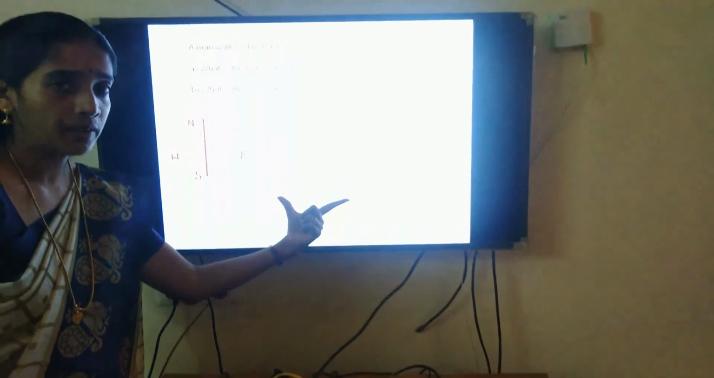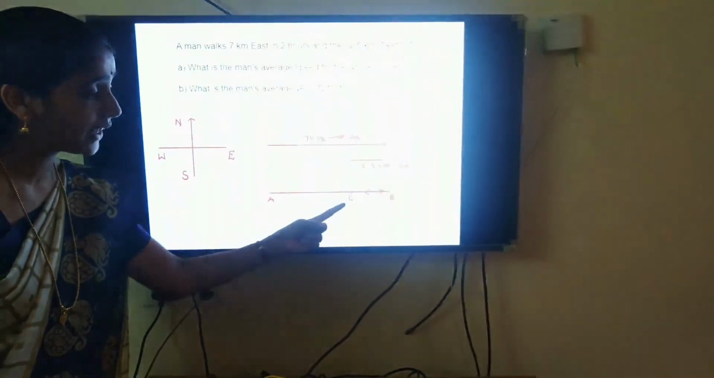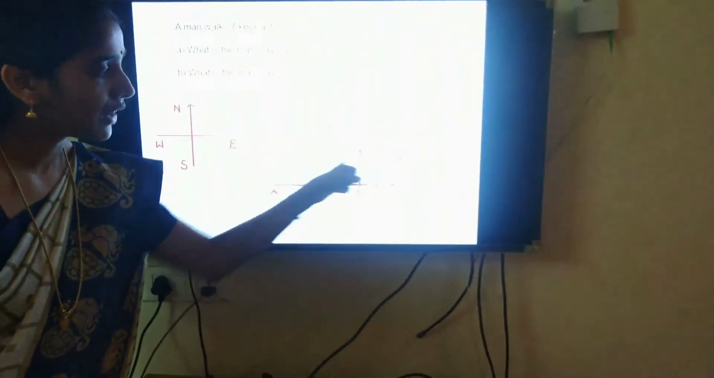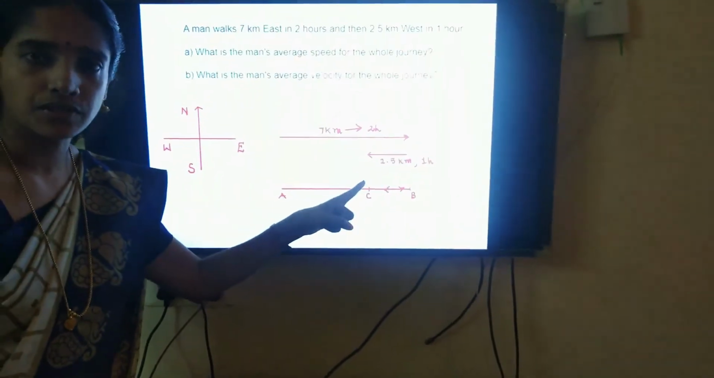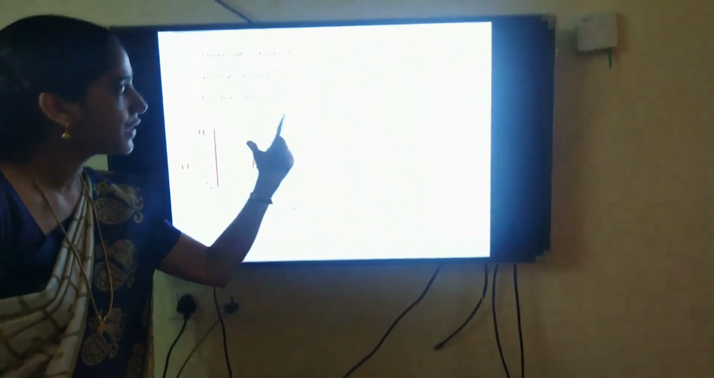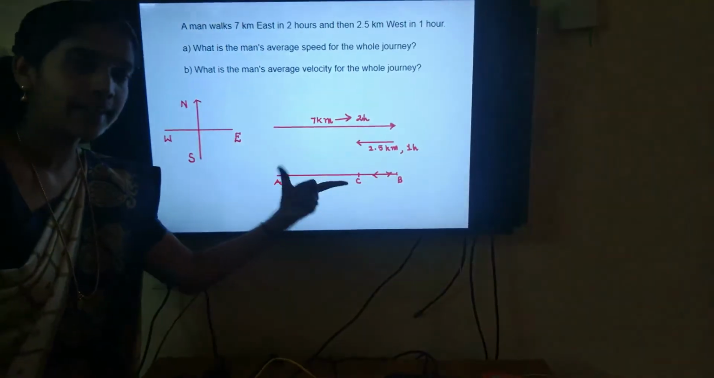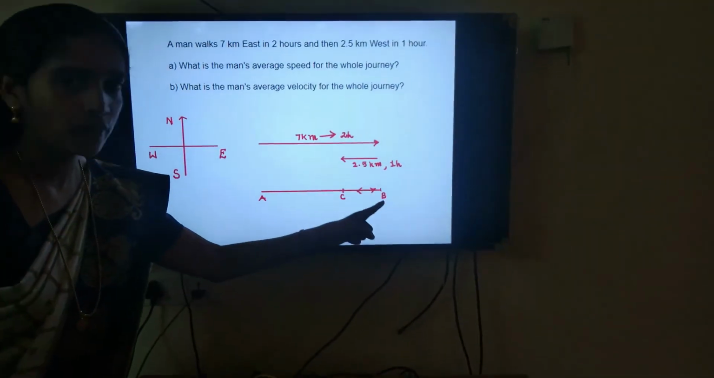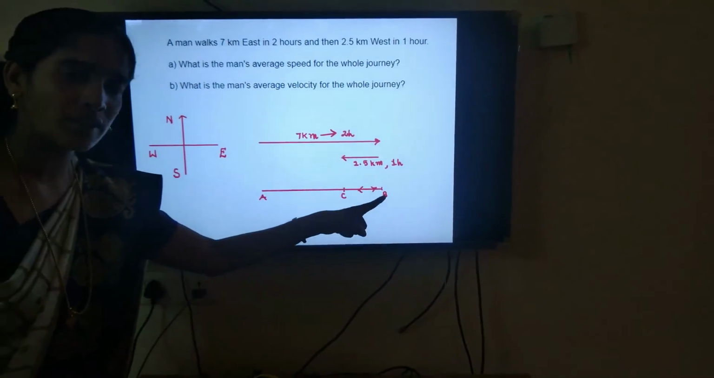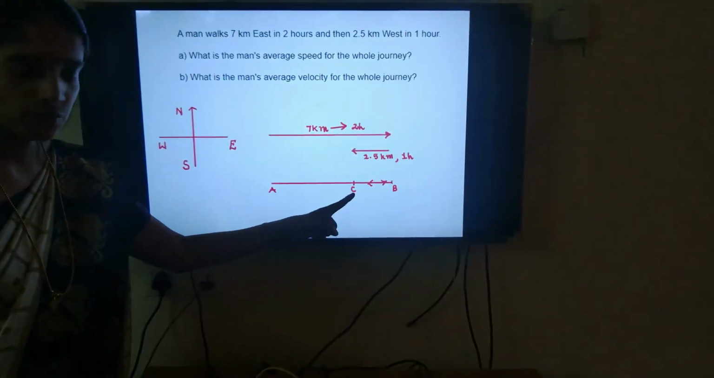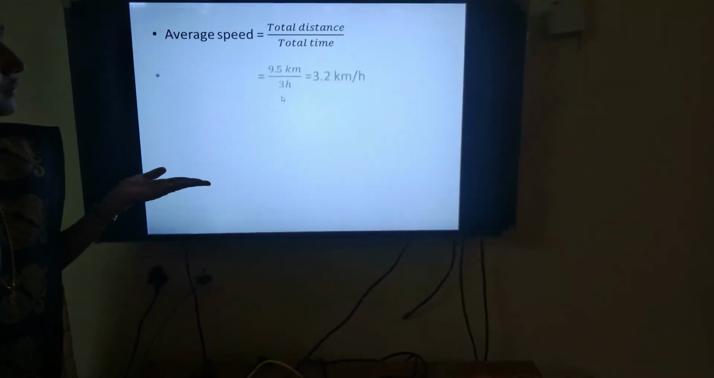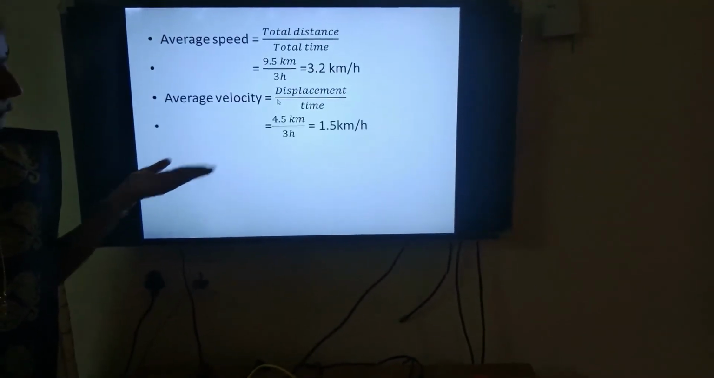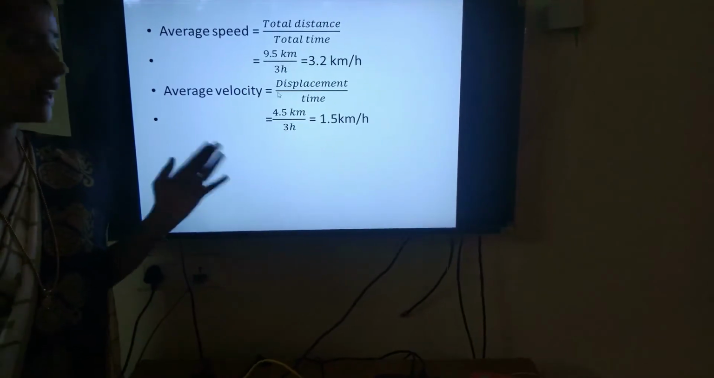AC is 4.5. But what time he travelled for getting the displacement 4.5? He travelled for how much time? 3 hours. Okay. So how will you find the average velocity now? Displacement by time taken for that displacement. He comes to C only after going to B. That means 2 hours already spent here and then 1 more hour. So what is the equation for average velocity? Displacement by time. And how much is the displacement? It is coming as 4.5 km by 3.